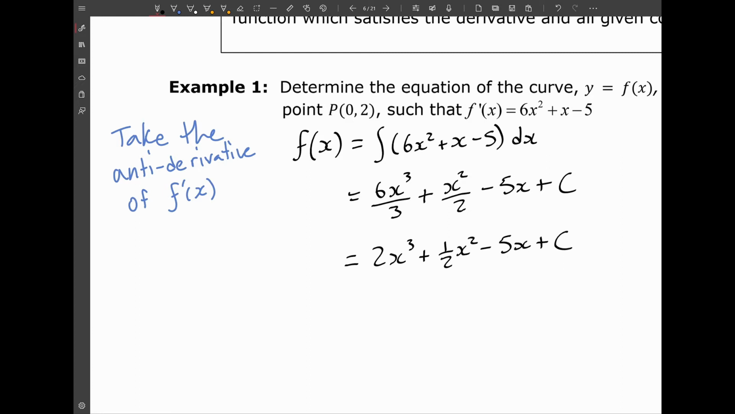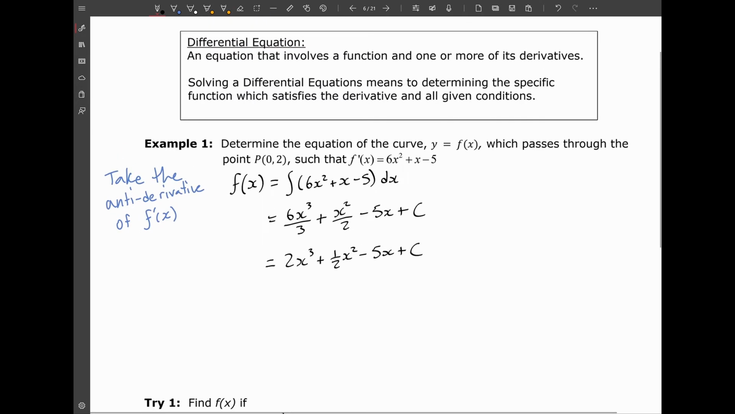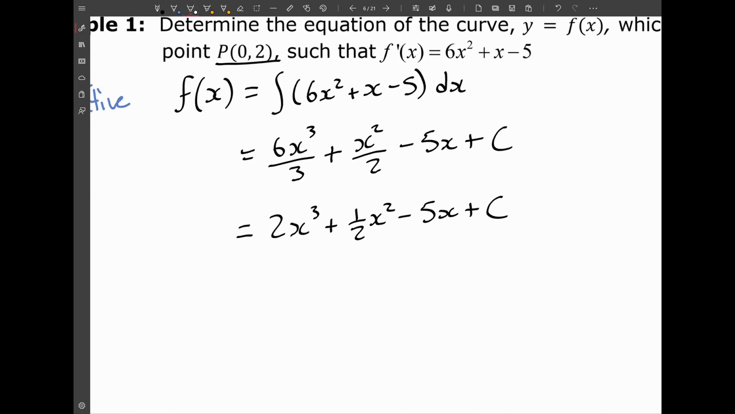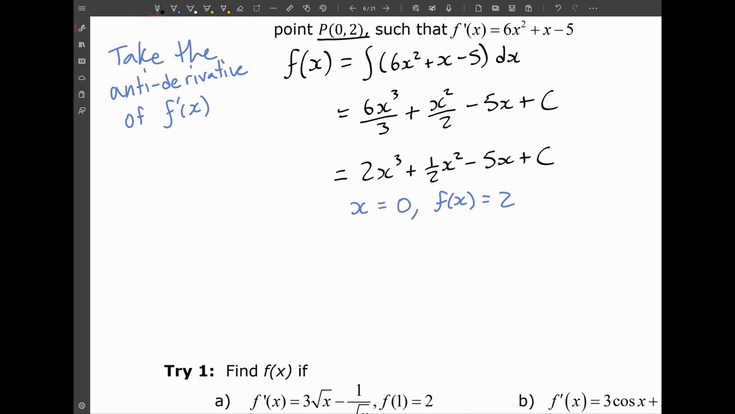Okay, but I'm not done because they've given us more conditions than that. We've got the point (0, 2). So what that tells me is that x is equal to 0 and f of x is equal to 2, given that point. So we can rewrite this equation as 2 equals 2 times 0 cubed plus 1/2 times 0 squared minus 5 times 0 plus c. And with a little bit of incredible mathematics, we can determine that c must be equal to 2.